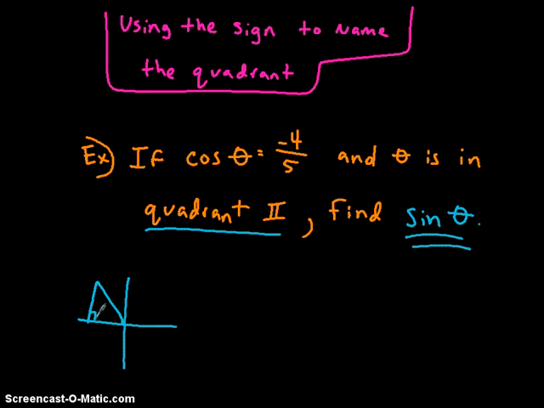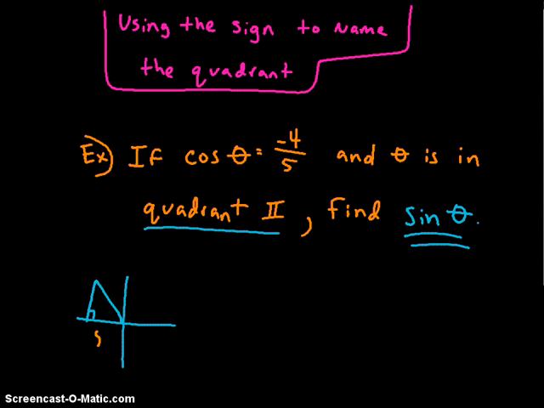What we already know is cosine is always adjacent over hypotenuse. So this ratio is telling me that this is the adjacent side, and this is the hypotenuse. So if that's the case, I know my adjacent side is negative 4. I know my hypotenuse is 5.